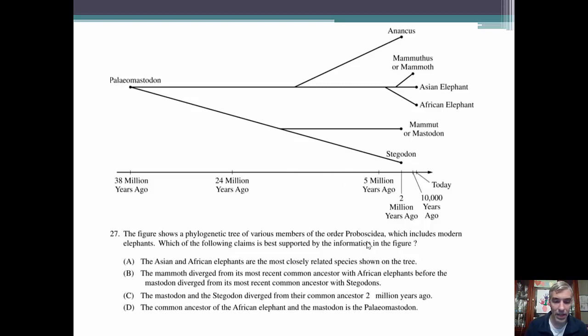The common ancestor of the African elephant and the mastodon is the Paleomastodon. Common ancestor, let's find them, African elephant here. And the mastodon, which is here, is the Paleomastodon. Notice you have to follow it back to where their lineages finally match up. Boom, that's the right answer. D is the right answer to this.